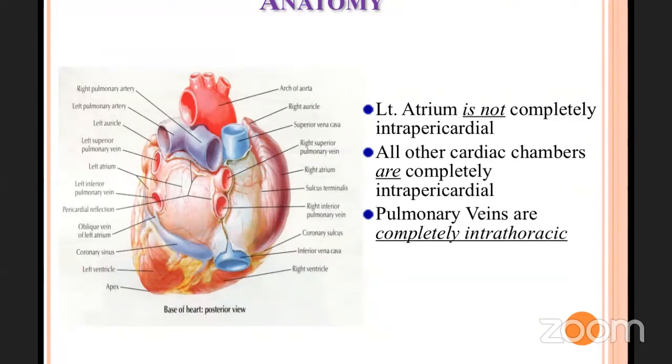One of the easiest ways of remembering that is when you see a patient with severe, massive pericardial effusion, you rarely see the effusion behind the left atrium because there is no pericardium there. So it is worth remembering that the left atrium, at least partially, is extrapericardial.